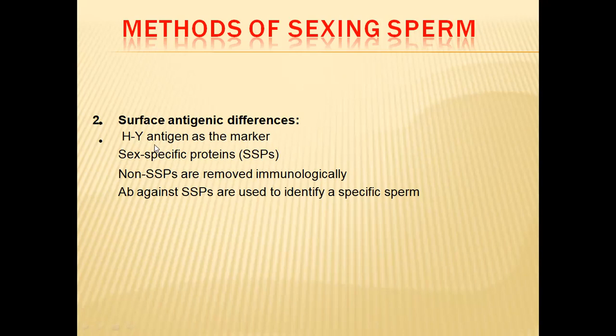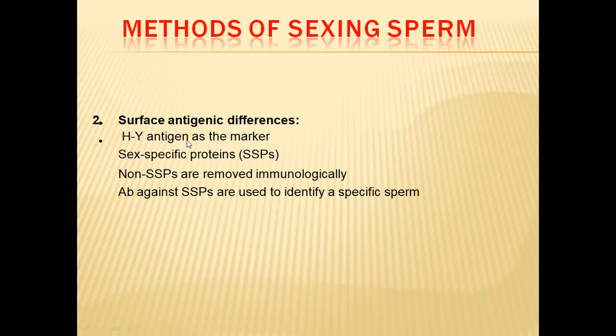After adding these antibodies, only the Y antigen-bearing sperms will bind to the added antibodies. The remaining sperms will have the X antigen and will not bind with the antibody. So when we wash the liquid, only Y chromosome bearing sperms will remain attached to the antibodies, and the remaining X chromosome sperms will be washed away. In that way, we can discard X chromosome bearing sperms and retain only Y chromosome bearing sperms.